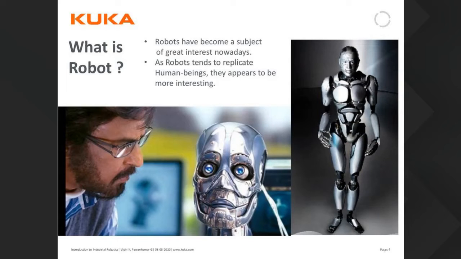It is a very interesting topic. Why? Because the human itself is a complex system, and when we are replicating or taking a prototype of a human, it is a very interesting topic. But the robot is not restricted to only humanoid robot domains. There are different types of robots.